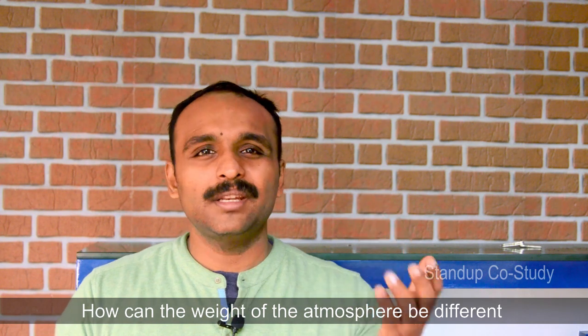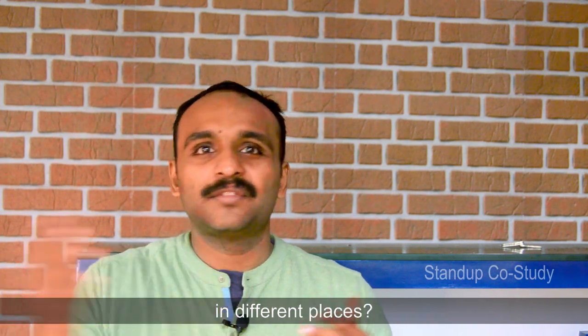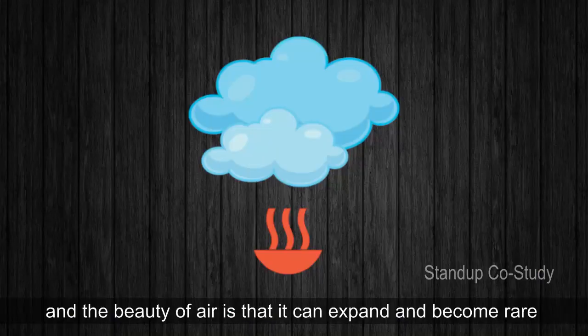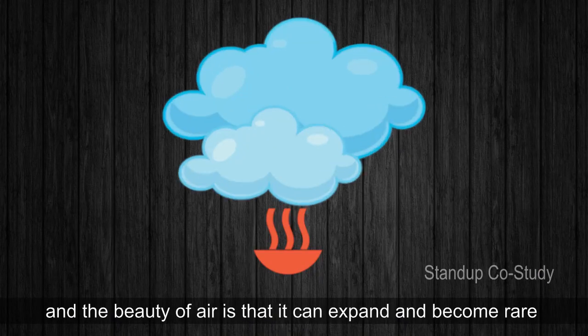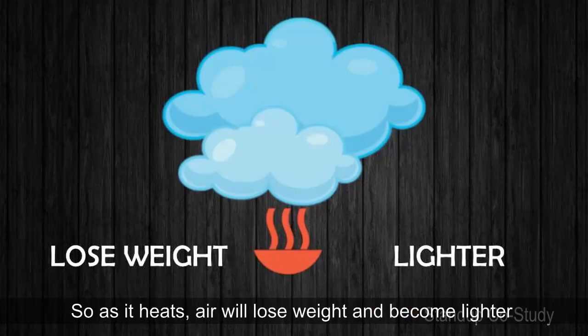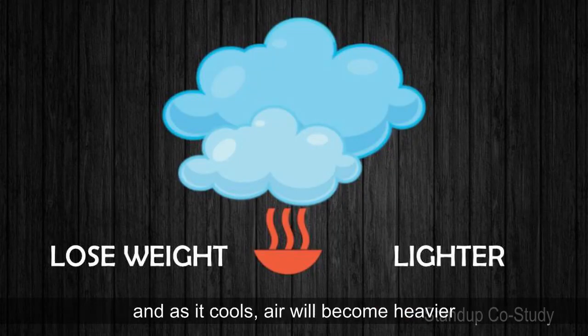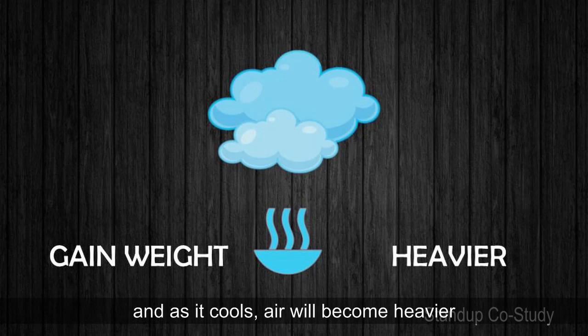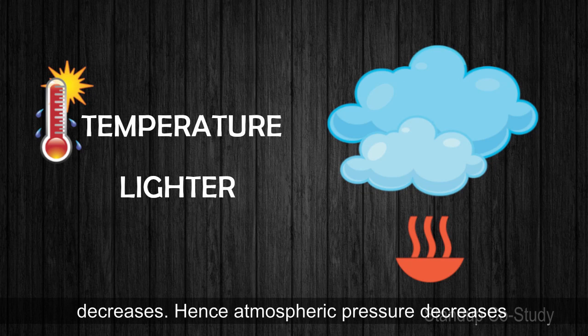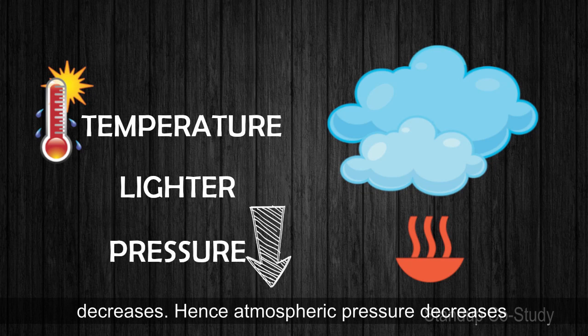But then, how can the weight of the atmosphere be different in different places? We know that the atmosphere is basically air. And the beauty of air is that it can expand and become rare on heating and compress and become dense on cooling. So as it heats, the air will lose weight and become lighter. And as it cools, the air will become heavier. So when the temperature increases, the weight of the air decreases. Hence, the atmospheric pressure decreases.